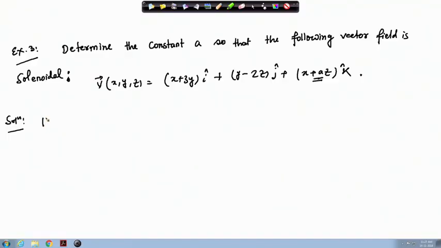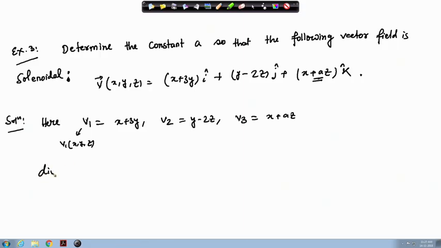So, let us start with calculating the divergence of V. Here we can again identify our 3 components. V1 is x plus 3y, V2 of x y z is y minus 2z, and V3 of x y z is x plus a z. So, each component is a function of x y z. The correct way to write is actually V1 of x y z. However, you are allowed to write V1 only as well, but the correct way to write is V1 of x y z, because each component is actually a function of x y z.